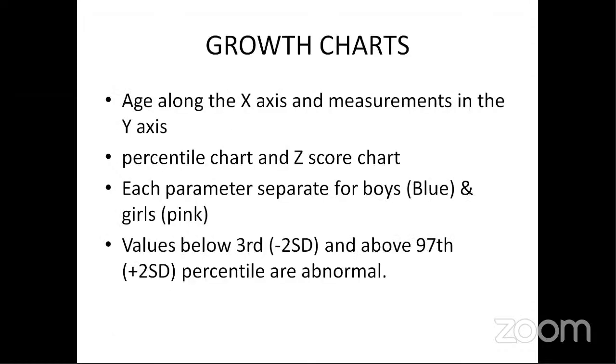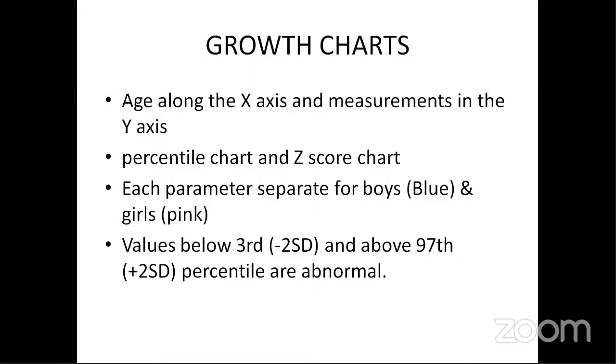Now we are moving to growth charts. How to plot in the growth chart, I'll be telling now. The basic things you should note in the growth charts are that age is plotted along the x-axis and measurements are on the y-axis. We have two types of charts. One is the percentile chart and the other one is the Z-score chart. Both can be used. We have separate charts for boys, which will be in blue color, and for girls, in pink color. Any growth chart, of weight, height, head circumference, or BMI. So we have various different growth charts for different parameters.